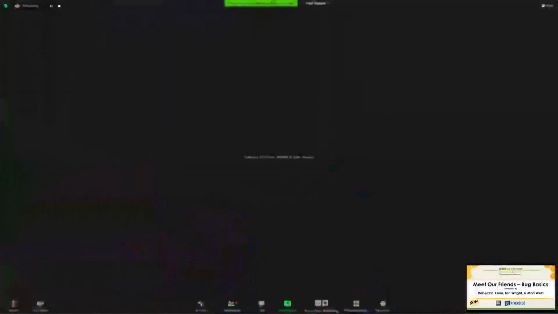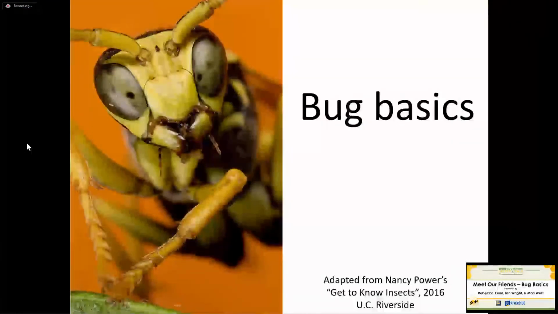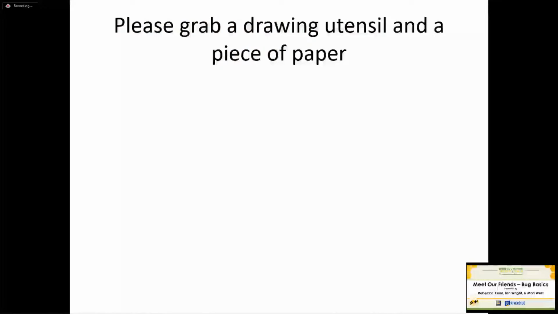Hi everyone, my name is Rebecca. I'm a graduate student at UC Riverside and I research harvester ants and how they interact with plants. But today I'm going to go over with you some bug basics. More specifically, I'll go briefly over how to identify whether something's an insect or not. Okay. So, if you can, grab a piece of paper and a pencil, and you can draw with me at the end of this really short presentation an insect.